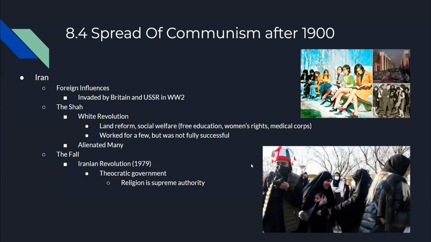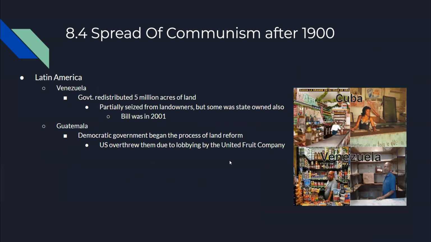And Latin America. Latin America also had lots of land reform, and some examples of this was Venezuela, where the government redistributed 5 million acres of land. Some of this was partially seized from landowners, but some of it was also state-owned. And this was pretty recent, from 2001.